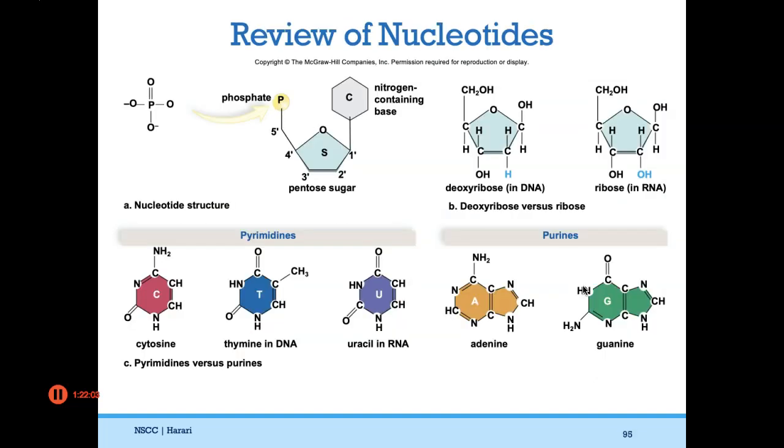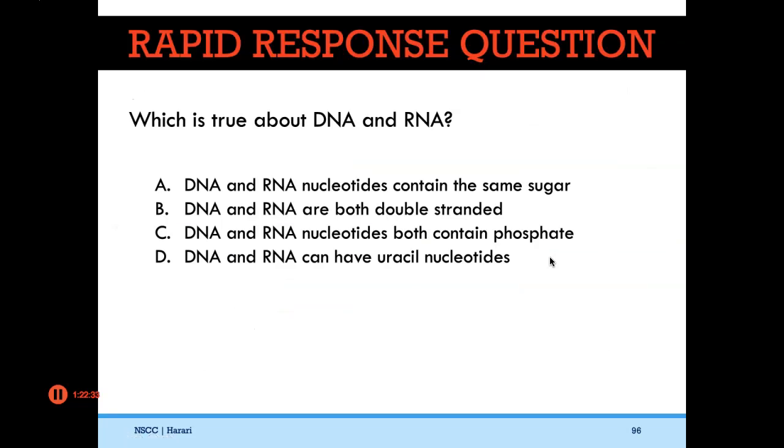So here's a review of nucleotide structure. Here is a comparison of deoxyribose versus ribose. And here you can see the different bases. Pyrimidines, you don't have to know this, are all single rings, and purines are double rings, like adenine and guanine. Anything that ends in nine, N-I-N-E, is a double-ringed purine. What is true about DNA and RNA? Pause here. The answer is C.